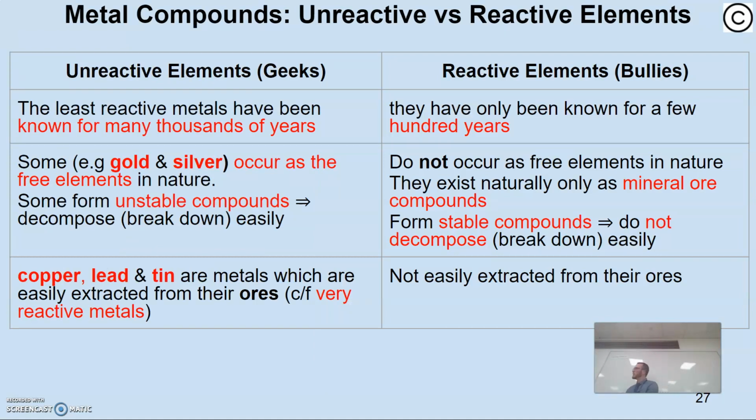Unreactive elements have only been known for maybe up to 200 years at most. Sorry, other way around. Reactive metals, only a couple of hundred years. Development and technology, and particularly electricity, has enabled us to isolate reactive elements. Unreactive elements have been known for thousands of years, because they exist as they appear in nature, gold, silver, etc.